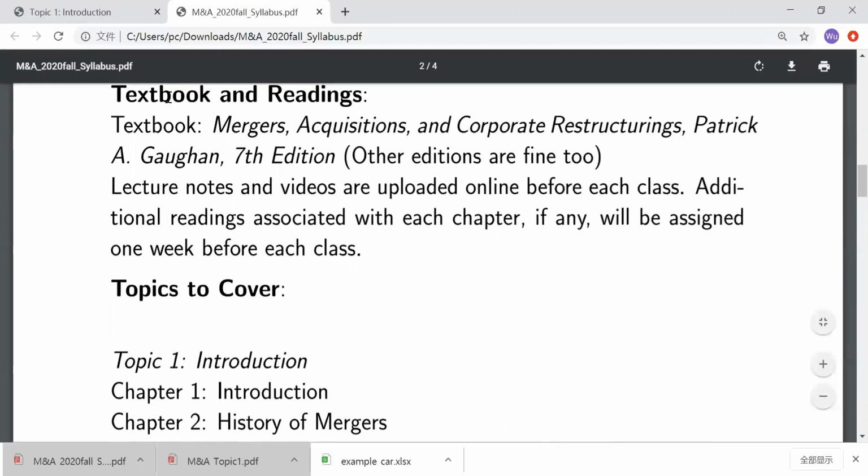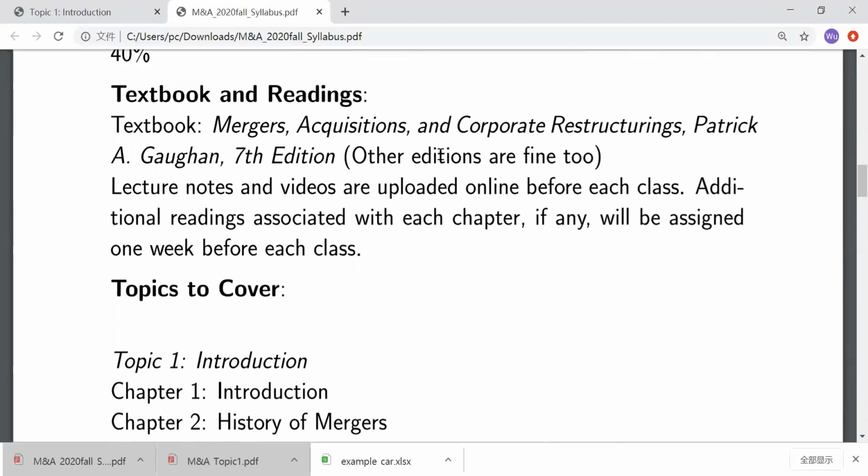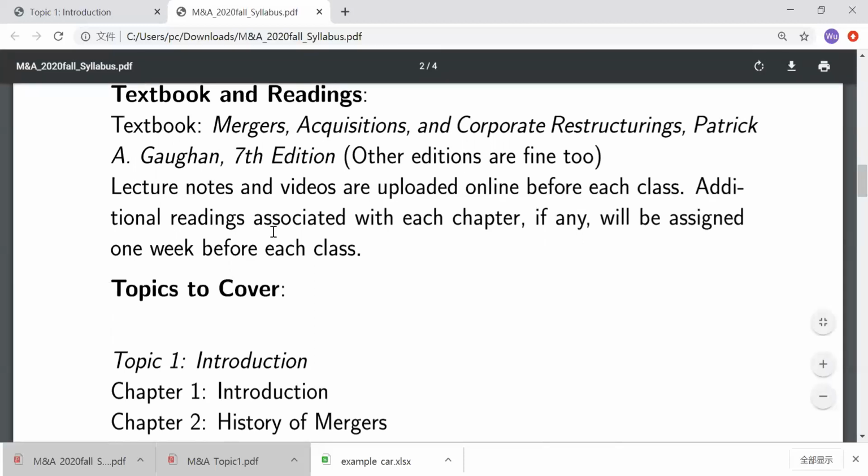And here's the textbook. We use Mergers, Acquisitions, and Corporate Restructuring, by Patrick Gaughan, 7th edition. You can also get other editions. If you Google the name of the book, you should be able to find an electronic version. If you have difficulty getting a copy of the book, you can reach out to me and I will try to see what I can do. Before each class, the lecture notes and the videos will be uploaded online, and I will also send you a list of additional readings, besides the lecture notes, of course.